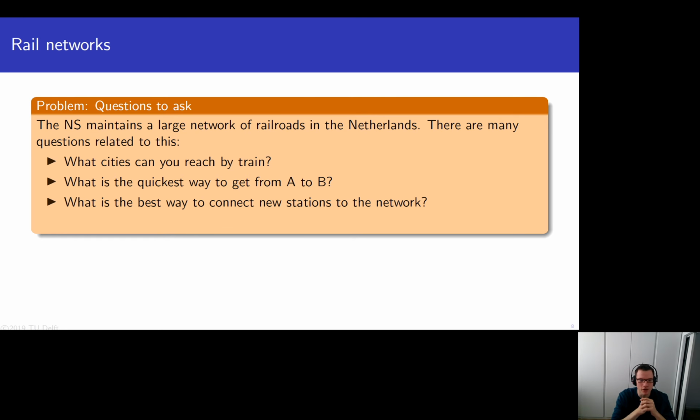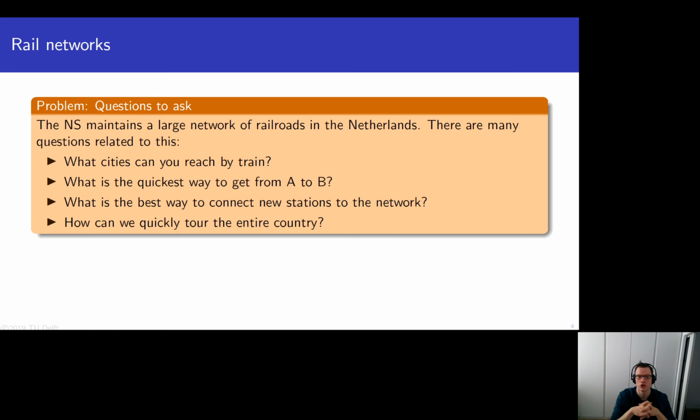Perhaps you might be asking, okay, I have a new station. How could I connect it to my network? So what new lines should I draw? What new rails should I build to connect new stations?